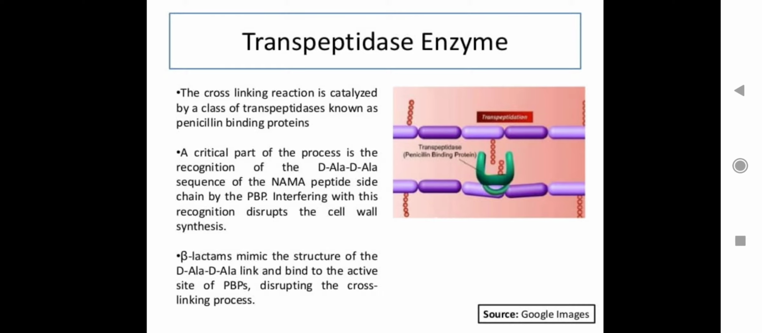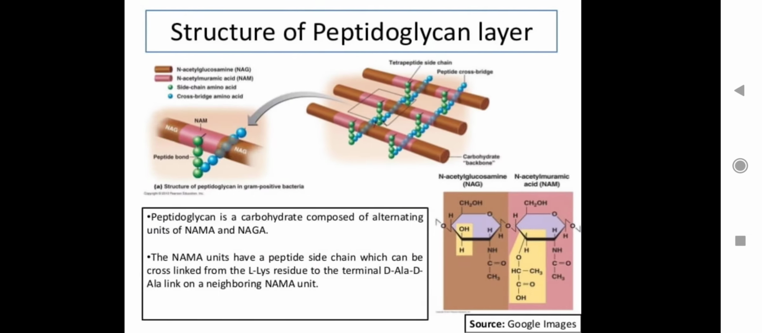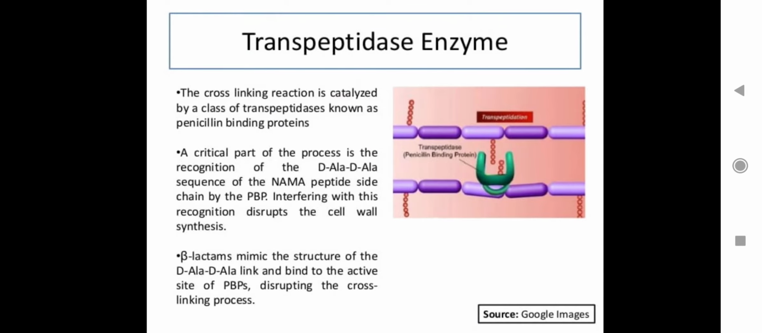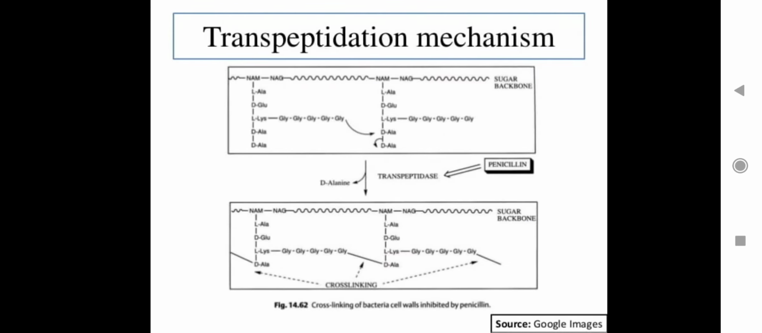The critical part of the transpeptidation is the recognition of the D-alanine sequence of N-acetyl muramic acid, sorry, not neuraminic acid. Interfering with this recognition disrupts cell wall synthesis. The beta lactam antibiotics mimic the structure of the alanine residue, and they bind to the active site of transpeptidase, which is also called penicillin binding protein, and they disrupt the cross linking process.